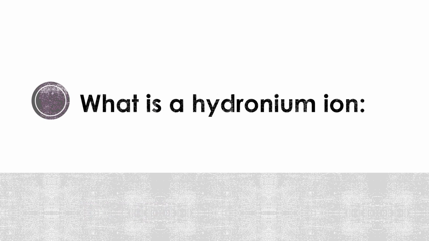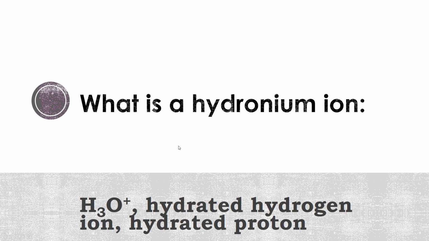What is a hydronium ion? There's many ways to answer this question. If we're thinking about ionization of water, then the hydronium ion is going to be the predominant state in which we see the proton. So we can answer this question with a few answers. We can give the chemical structure of a hydronium ion, which is water plus a proton. We can simply define a hydronium ion as a hydrated hydrogen ion or a hydrated proton. Any of those would be acceptable answers.